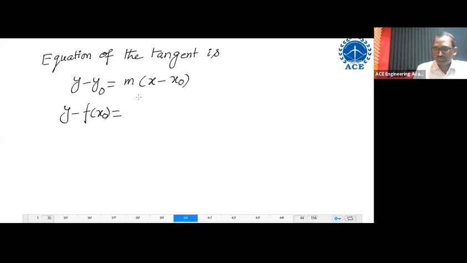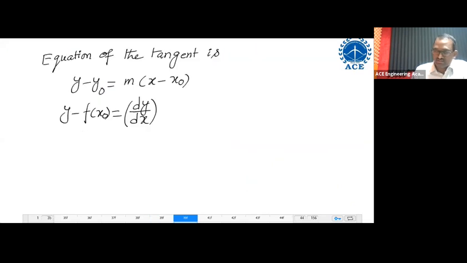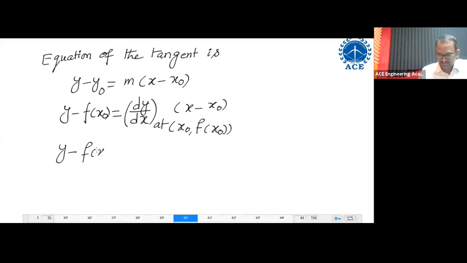M means slope. Slope of the tangent is also denoted by dy by dx. We have drawn a tangent to the curve at the point x0 comma f of x0. So the slope required at x naught comma f of x naught, into x minus x naught. So this is y minus f of x naught.